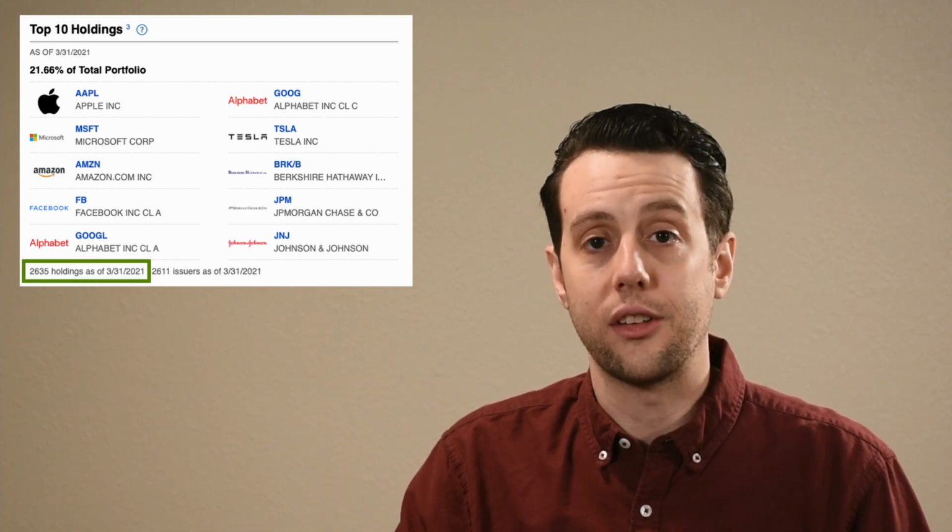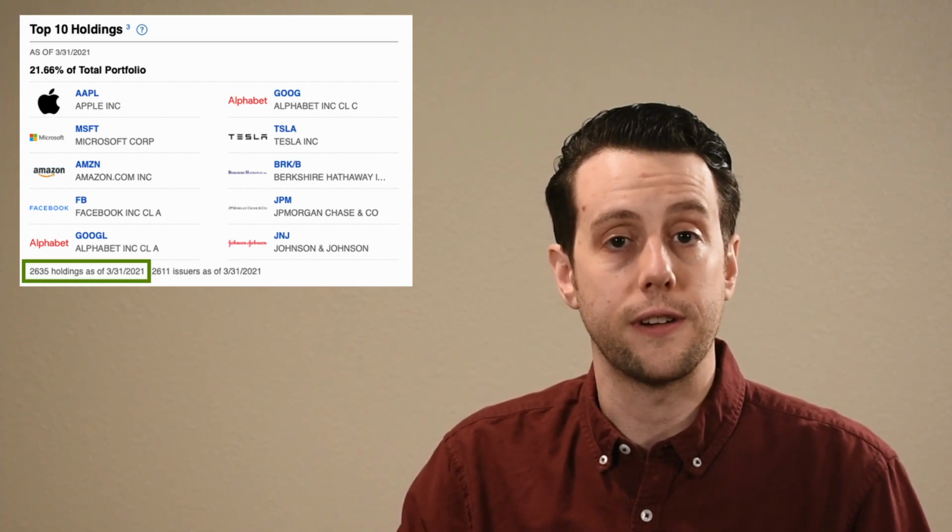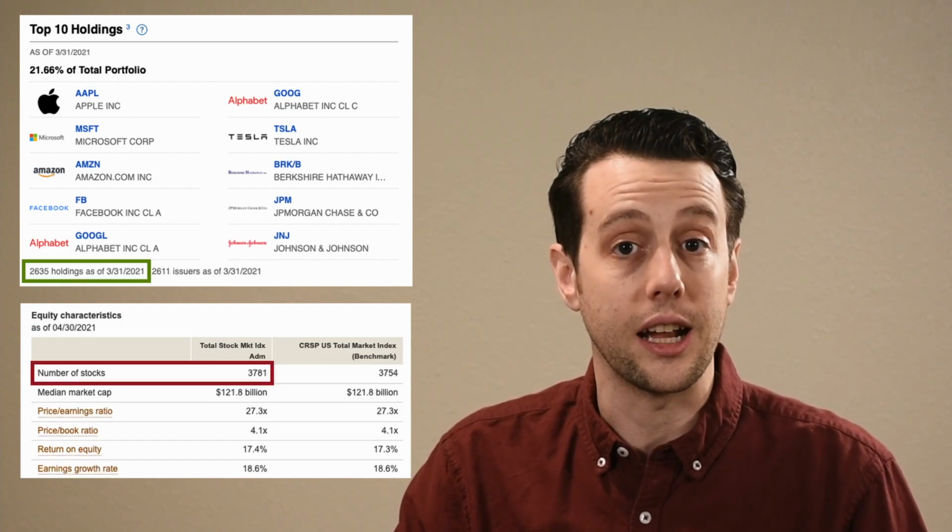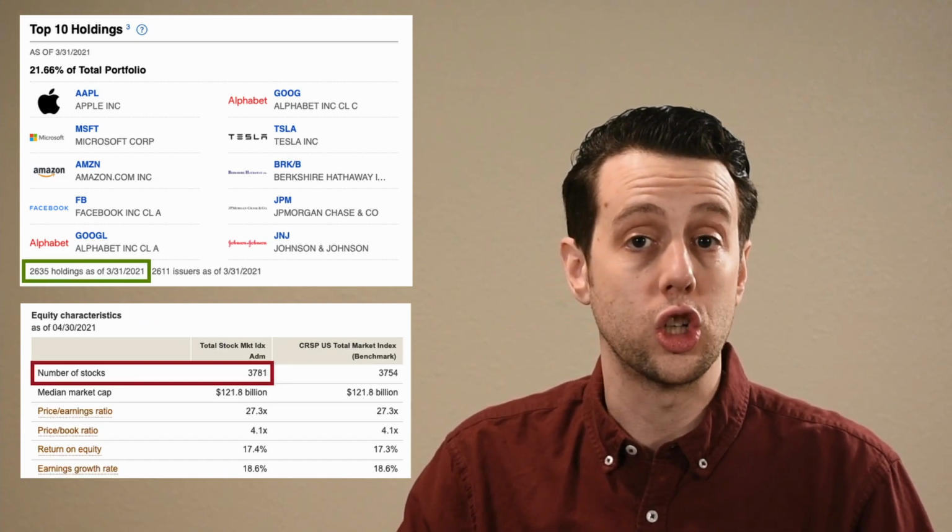Instead of licensing an index, Fidelity created their own indices for the Fidelity Zero funds. This is one way they are able to keep the costs lower. I wasn't able to find much data on how Fidelity creates these indices. One thing that is clear is the Fidelity Zero indices contain fewer stocks than the Vanguard funds. FZROX has 2,635 stocks, while VTSAX has 3,781. Does this make much of a difference?